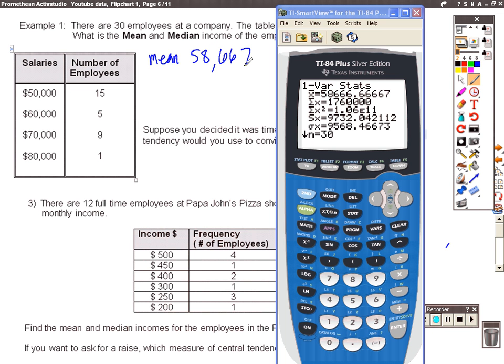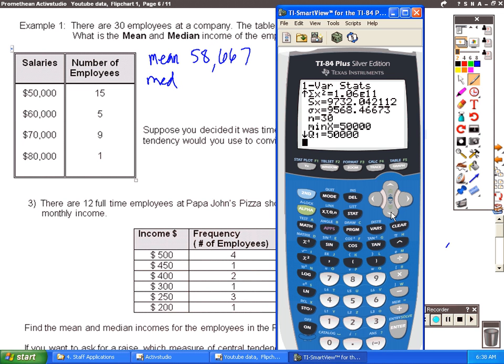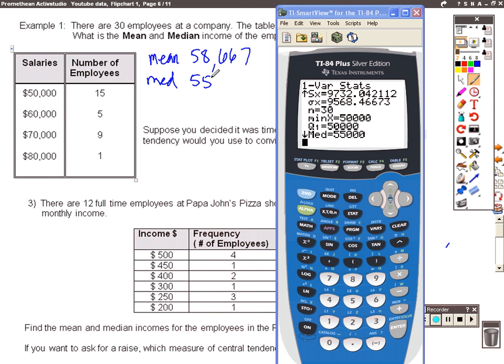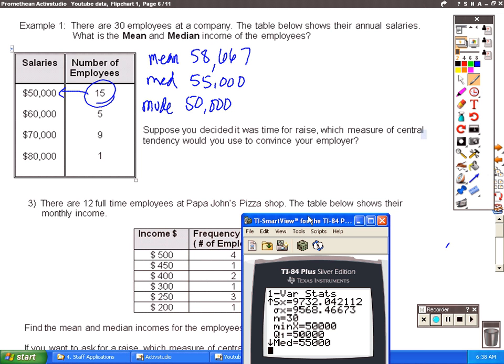The median will have to go down, is 55,000. And then the mode you can figure out by looking at the chart. You can see that 15 employees earned $50,000. So it is the salary that occurred most often. Mode is the most.